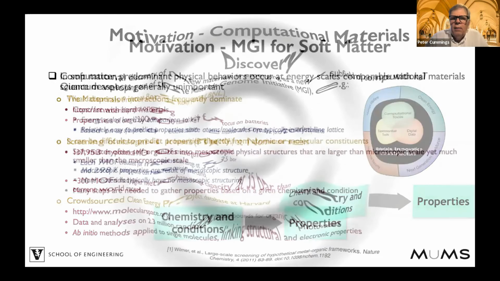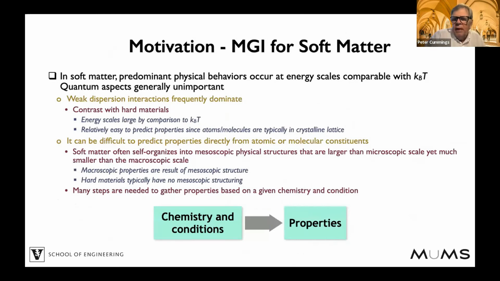If you think about this, trying to do this now for soft matter, things that are deformable. So we're talking about biomolecules, liquids, polymers, etc. Part of the problem is that for soft matter, the predominant physical behaviors occur at energy scales comparable with kT. Unlike hard materials where the things that bind them together are many kT, and so they're typically going to be in a crystalline state.